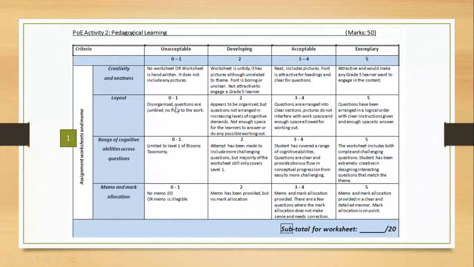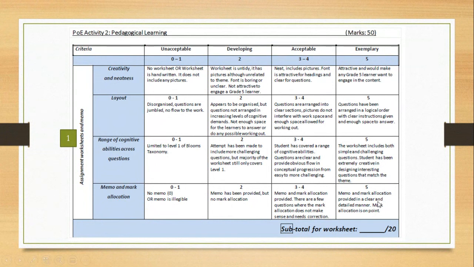All right, so layout. Make sure that the questions have been arranged in a logical order with clear instructions given and enough space to answer. Range of cognitive levels across the questions. I'm going to check that you have indeed used both simple and challenging questions, that you have addressed all the different cognitive levels, and that you have been creative in designing interesting questions that match the theme, that you have indeed spent time on this assignment.